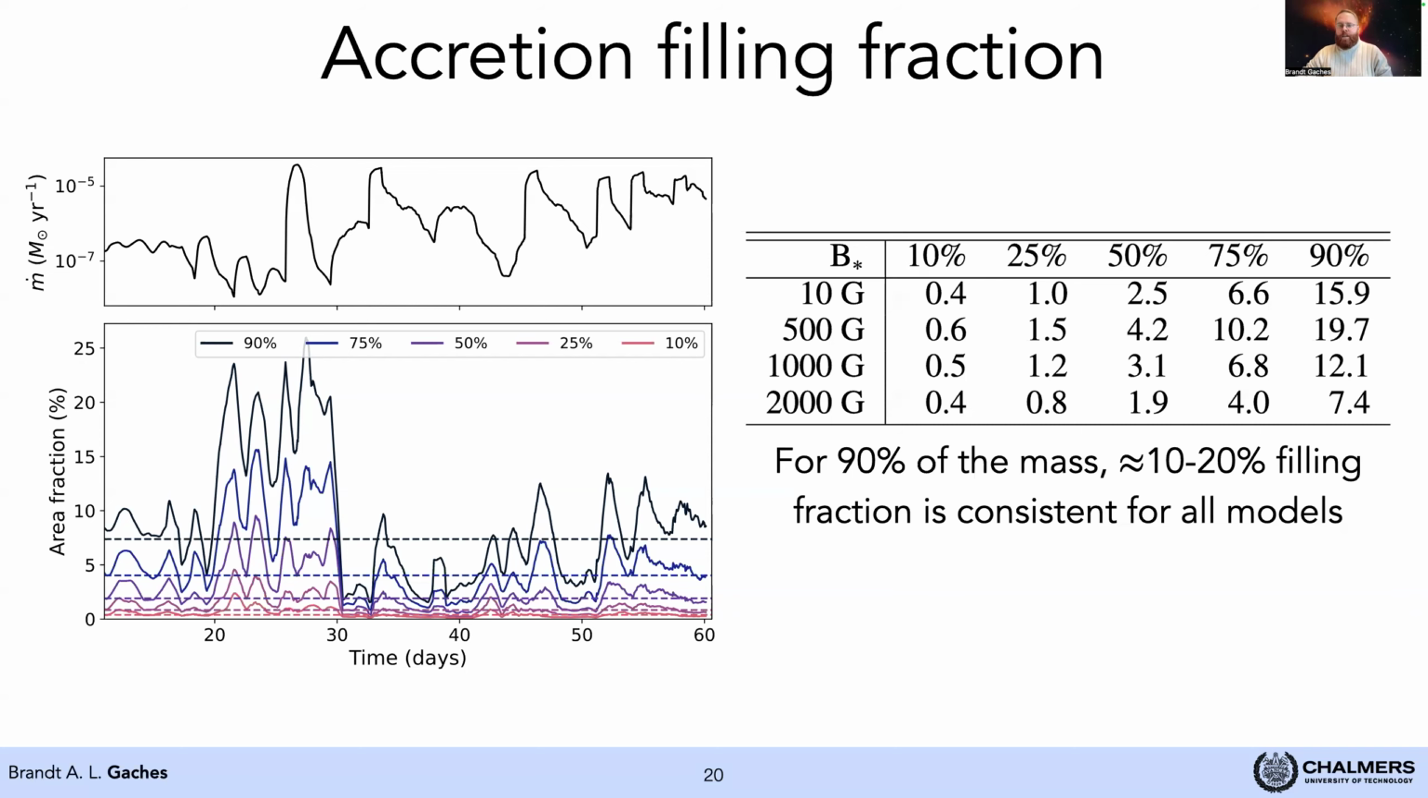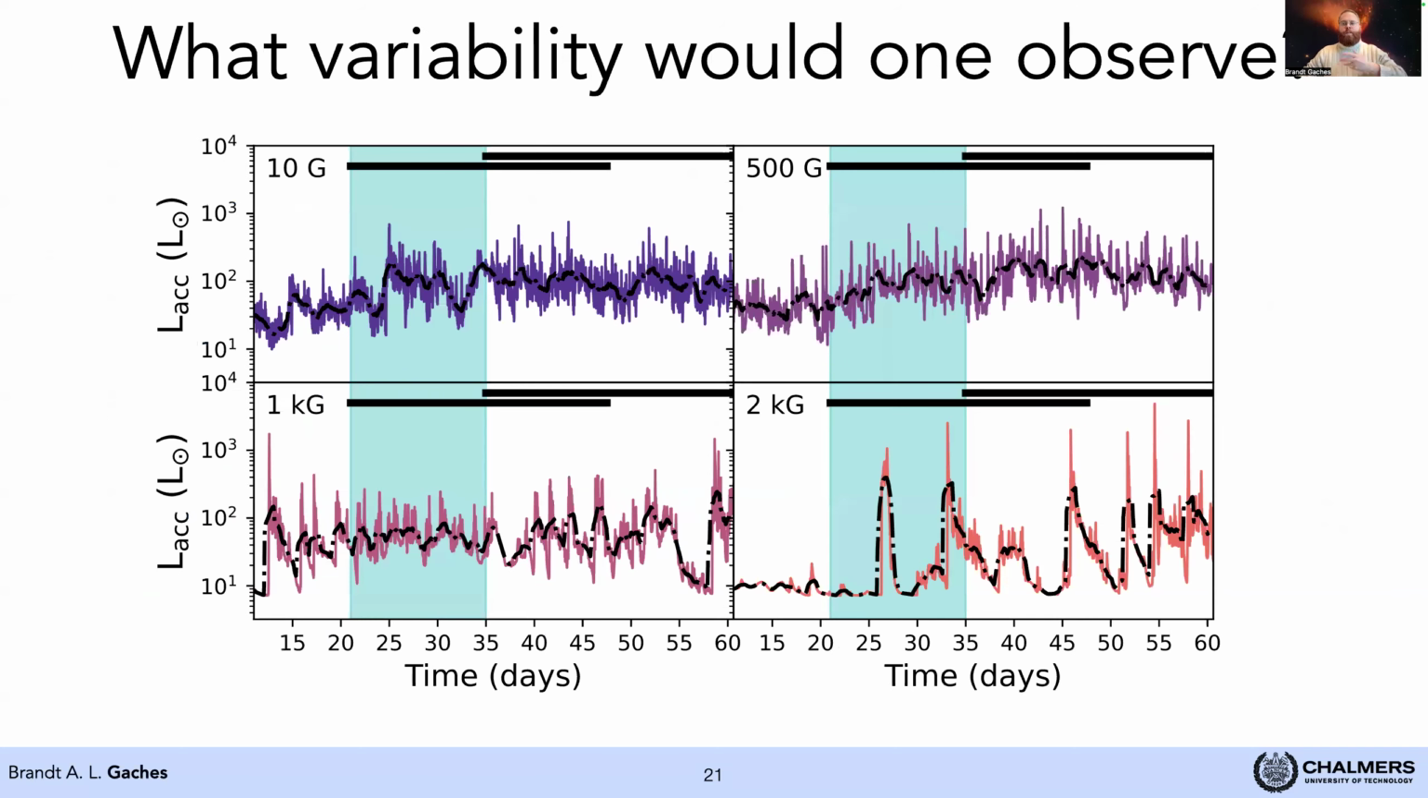So finally, in the paper, we really looked at what variable we would want to observe. So I've shown here now, I've converted from accretion rate to accretion luminosity. And you see that, again, for the 10 Gauss, it's very, very rapid versus at 2,000 Gauss, it's much less rapid. And so one might ask the reasonable question, what would an observer actually see in a more systematic or statistical way?